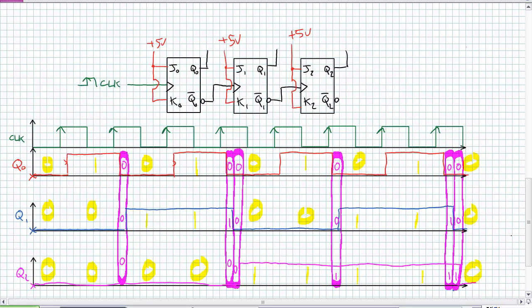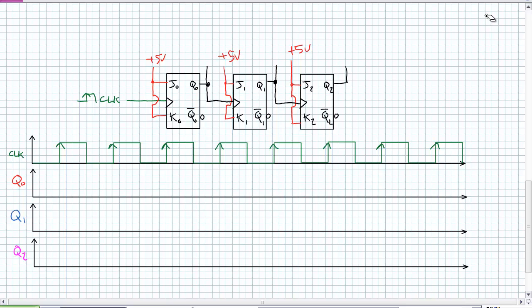This, by the way, is not the only way to make an asynchronous counter. There are a number of other configurations. For example, try this one out for size. Okay, notice the only thing I changed is the clock input for the next stage is the previous stage's Q output, not the not Q, if that makes sense. You'll find some different behavior with this.